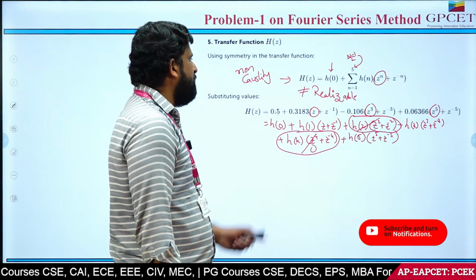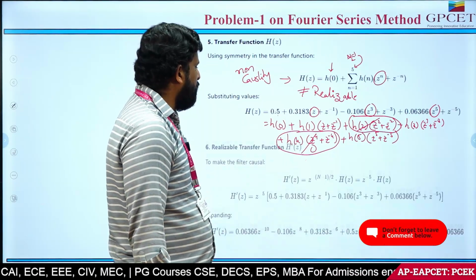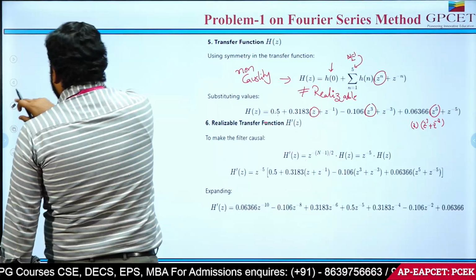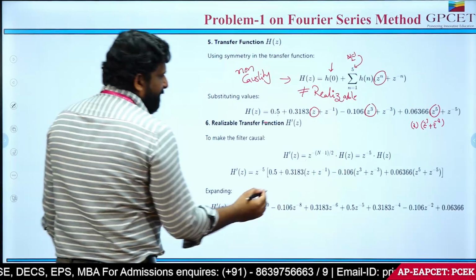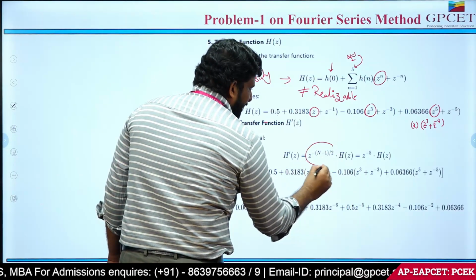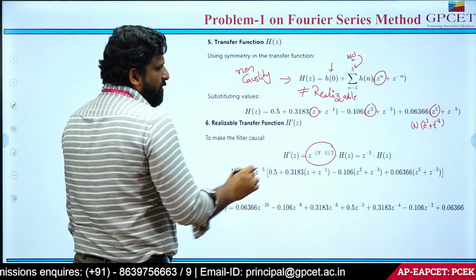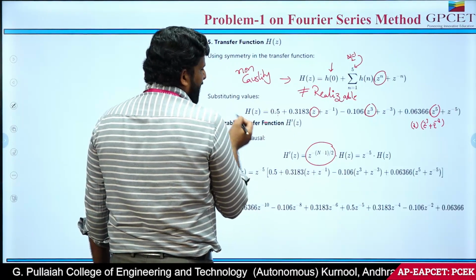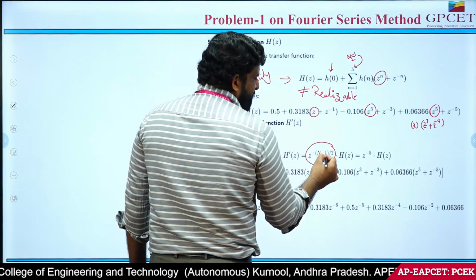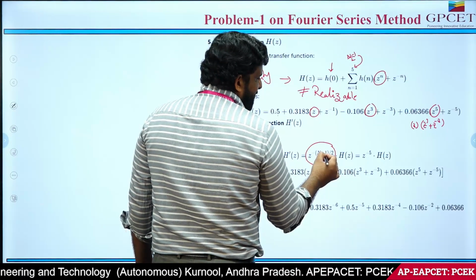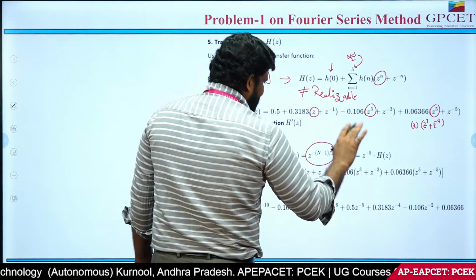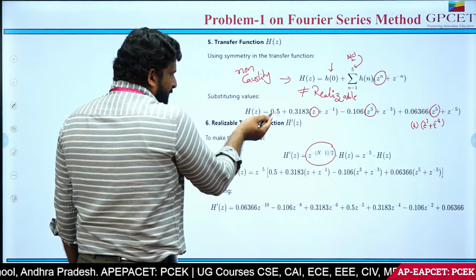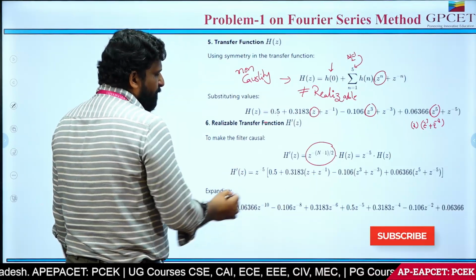So what is the solution to overcome this problem? We have to multiply that particular thing with z to the power of minus (N minus 1) by 2. So by multiplying this z to the power of minus (N minus 1) by 2 with the formed factor H(z), what is N minus 1? That is 11 minus 1 by 2, that is 10 by 2, which is z to the power of minus 5 into H(z). That is, the formed equation is multiplied with z to the power of minus 5.